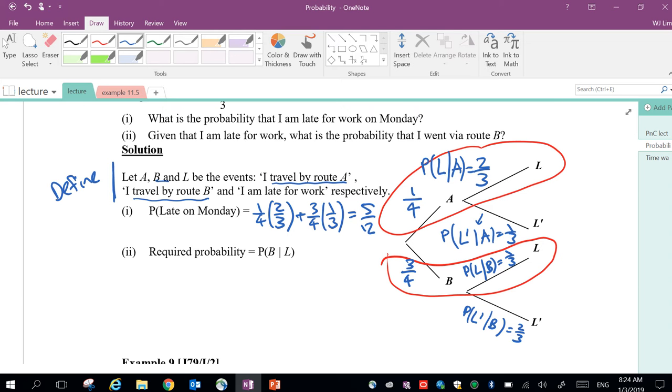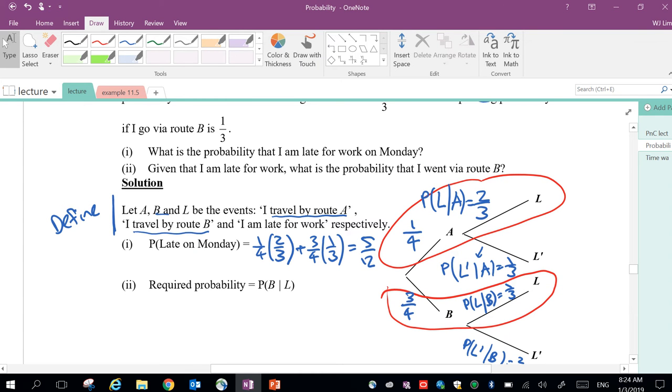Next part, part 2. Let me highlight the keyword. Given that I am late for work. The keyword is given that. So remember, it's a conditional probability. Given that I'm late for work, what is the probability the journey was via route B?